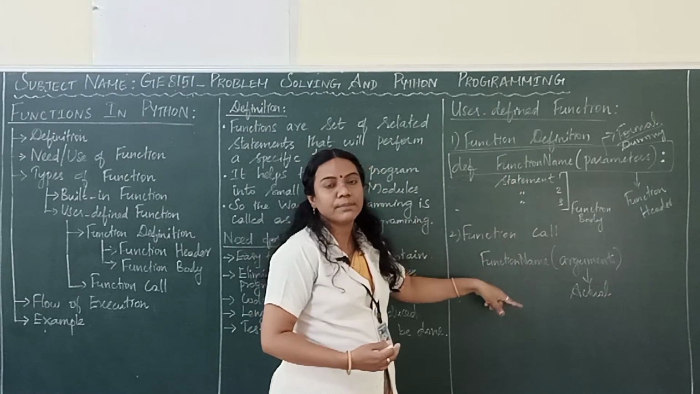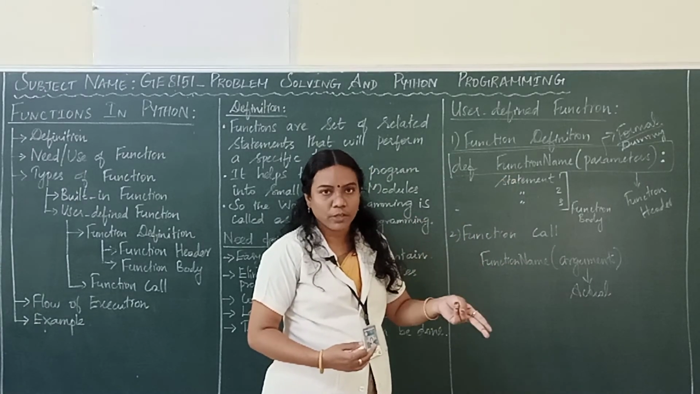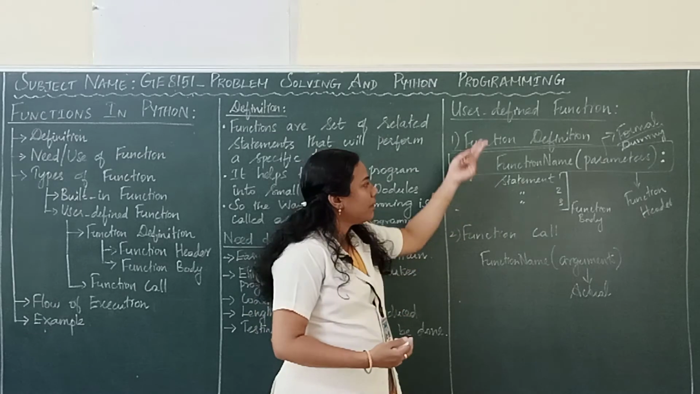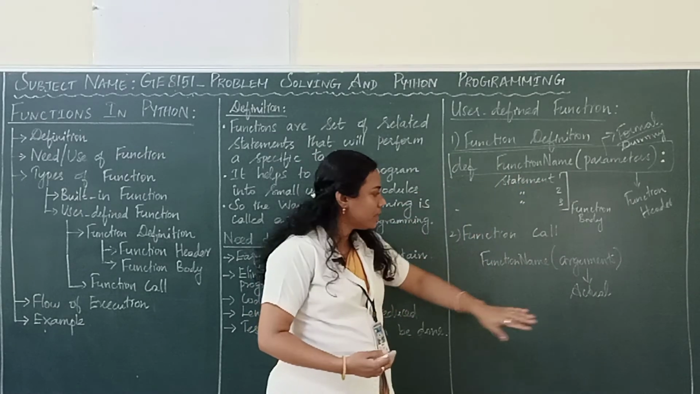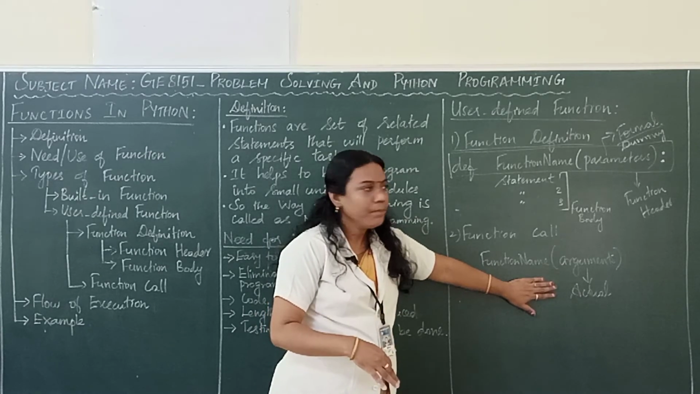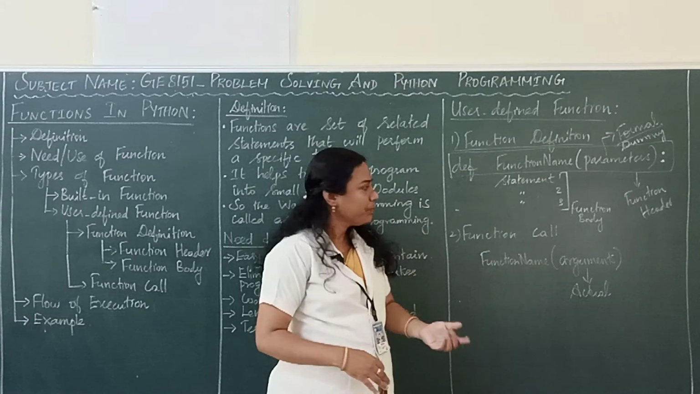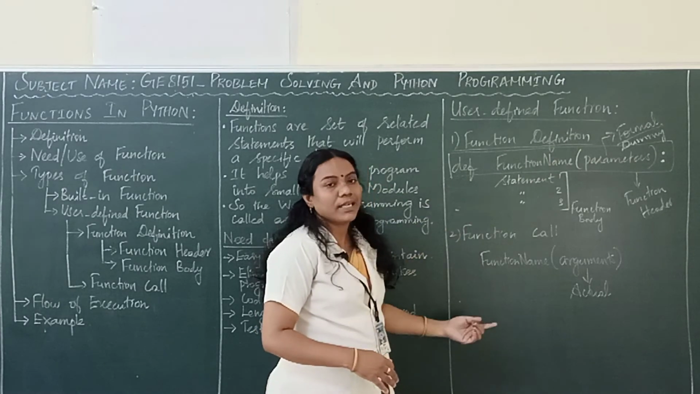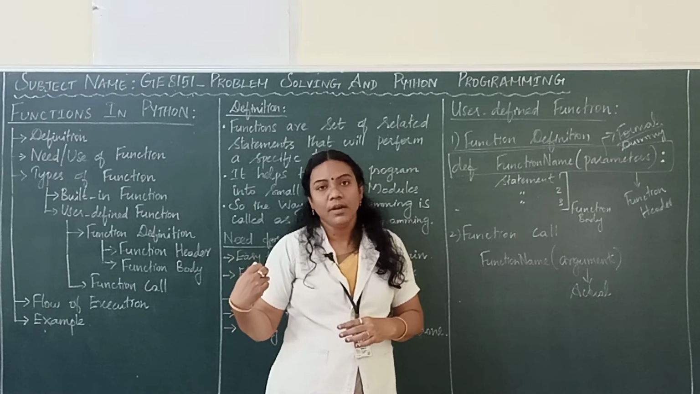You must know the difference between these two. In 2 marks they will ask what is meant by actual parameter, actual argument and formal parameter. The only difference is that the actual argument is present in the function call, and the formal parameter is present in the function definition. These are the two important syntaxes you must know in order to write a function program.